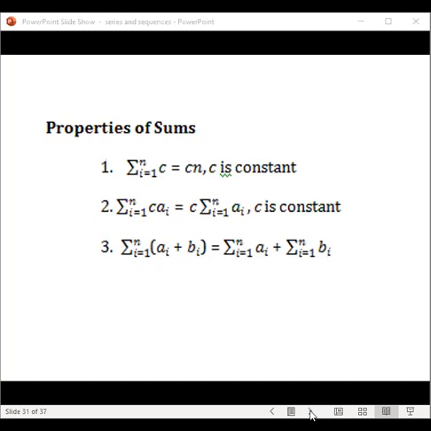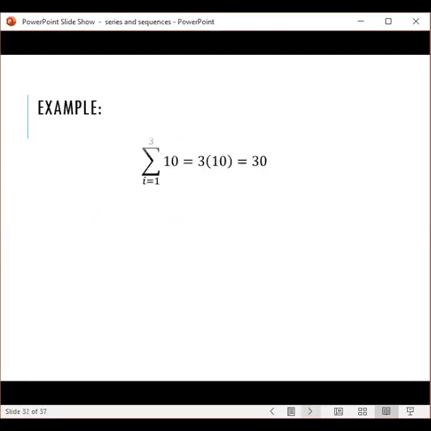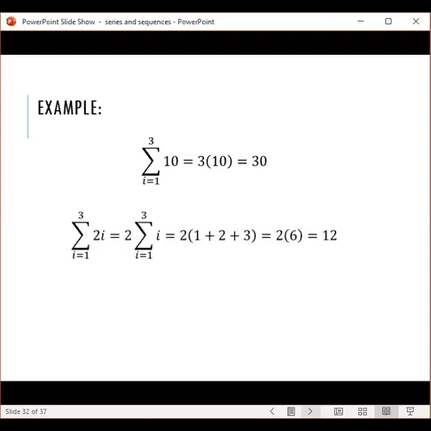So we'll have more examples on the next slide. So as you can see here, the summation of 10, where i is from 1 to 3. So from our first property, that would be the constant multiplied by the last term or last index in your summation. So 3 times 10, you get 30.